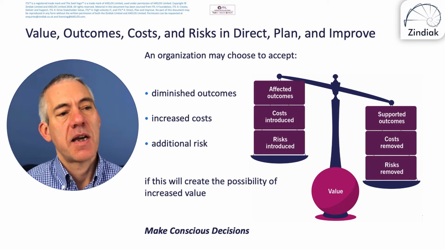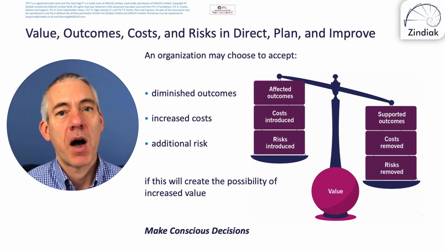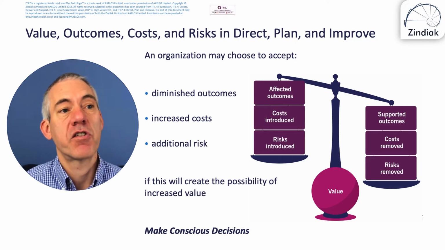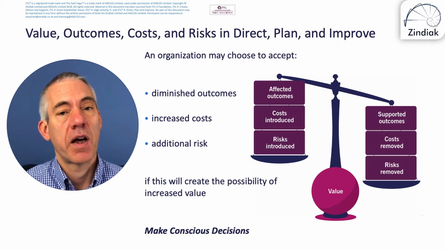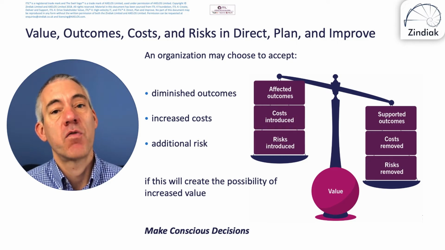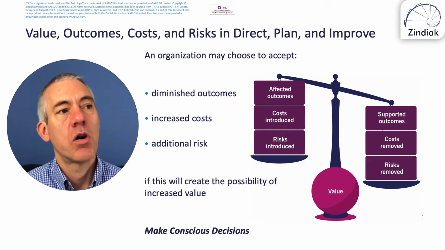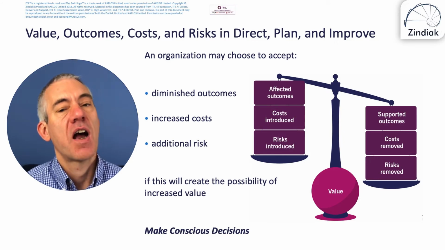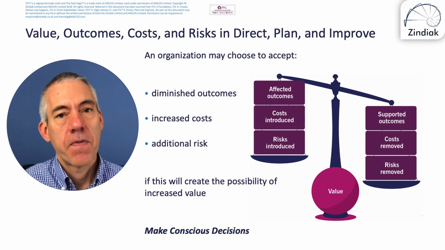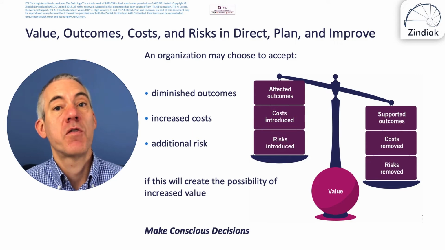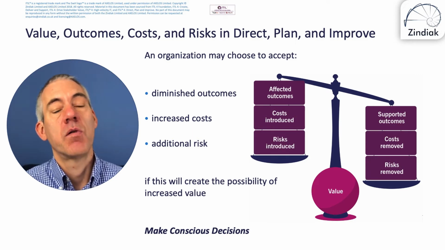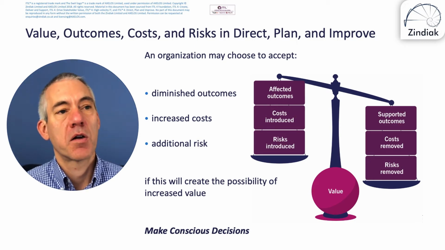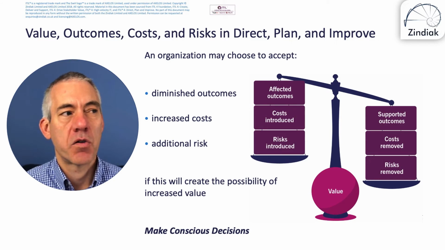So on the slide, we can see the value scales that you will be familiar with from ITIL Foundation. When we deliver a service, in order to co-create value with our service consumer, the supported outcomes of the service, the cost removed and the risk removed must weigh more than the negatively affected outcomes, the costs introduced, i.e. what we're charging for the service, and any risks introduced. So that's the balance we're looking for: we support outcomes, we remove more costs than we're charging, we remove more risks than we're introducing, we support more outcomes than any negatively affected outcomes, and that's how we co-create value.